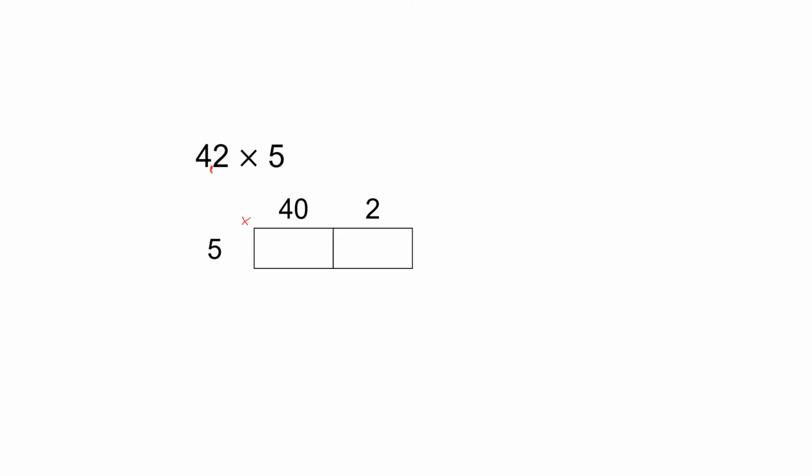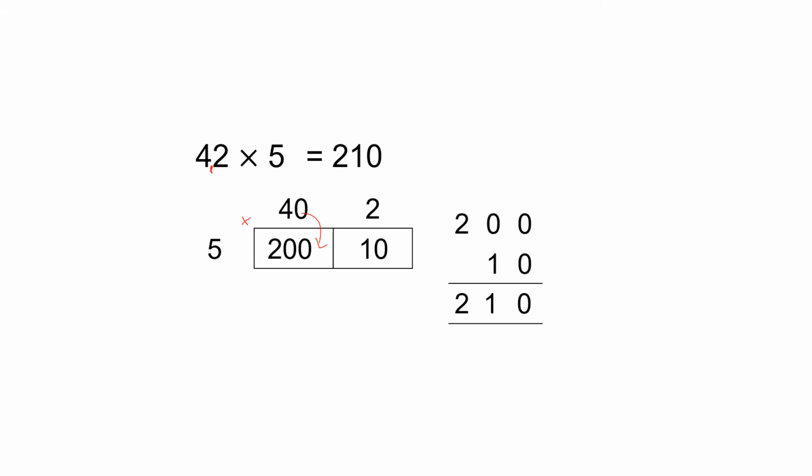Now what you have to do is you have to bring down your zeros first. So if I bring this 0 down into this box, all I've got to do now is 4 times 5. And 4 times 5 is 20. So I know that 40 times 5 is 200. In our other box, we need to do 2 times 5, which is going to give us 10. Just like that. Now to get our answer to 42 times 5, we just need to add those numbers together, which gives us 210.